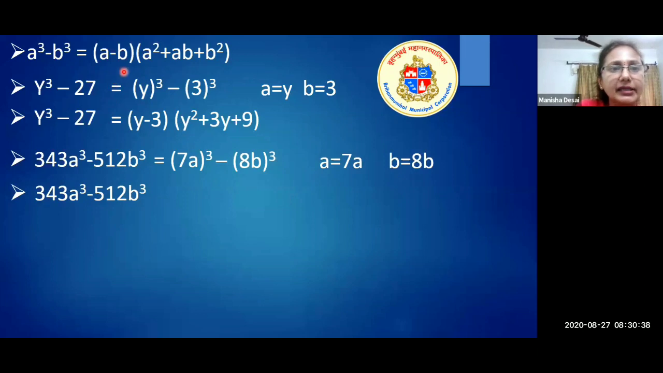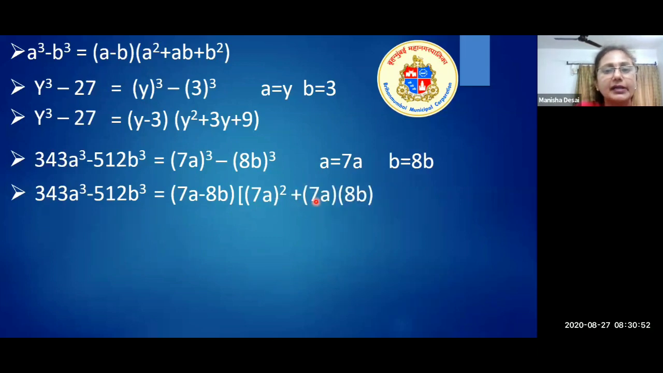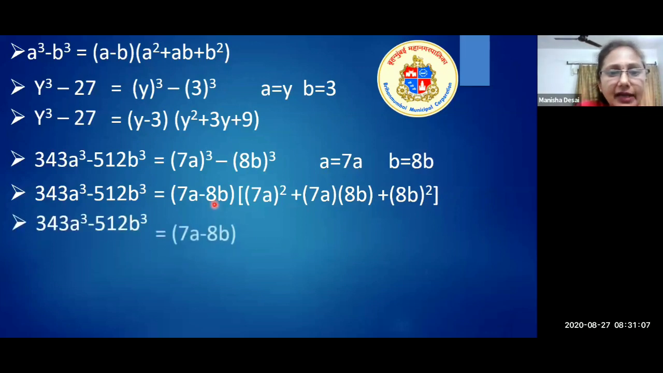So this a minus b can be written as 7a minus 8b, then a square. A square can be written as 7a the whole square, plus ab. Plus ab can be written as plus 7a into 8b, and plus b square. B square can be written as plus 8b the whole square. Okay. Next, this 7a minus 8b we have to copy as it is. Now this 7a the whole square.